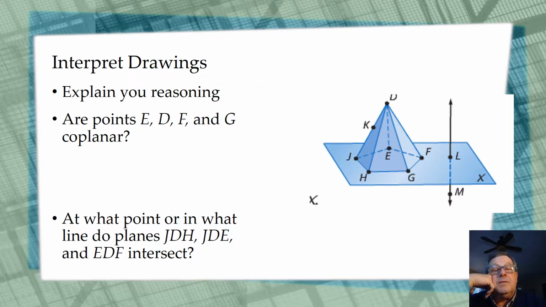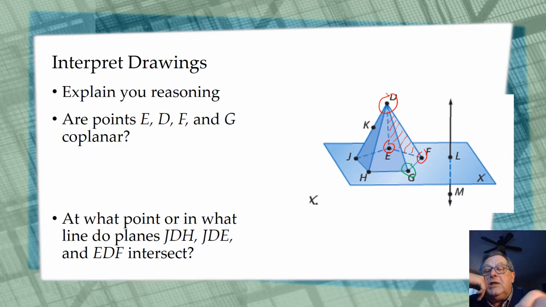Coplanar, are they on the same plane? E, D, F, and G. Well, let's see. There's D, and there's E, and there's F. Now, DEF is on the same plane. It's on this plane right back here. It's on that plane right there. But G here is not on the same plane.